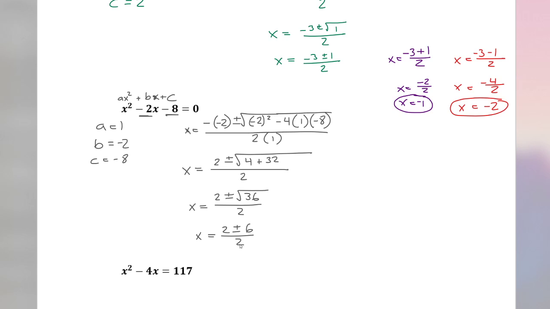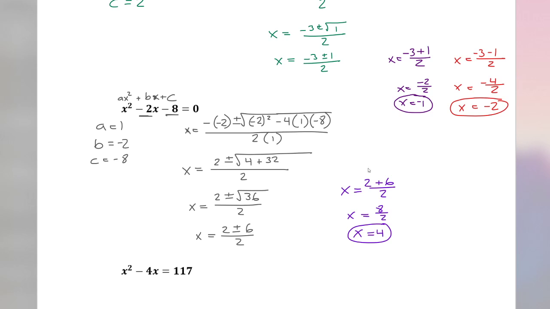And at this point we're going to break up and look at both our positive and negative root. So I'm going to have a positive root. That's going to be x equals 2 plus 6 over 2. 2 plus 6 is 8. 8 divided by 2 is 4. So I have one root of x equals 4.